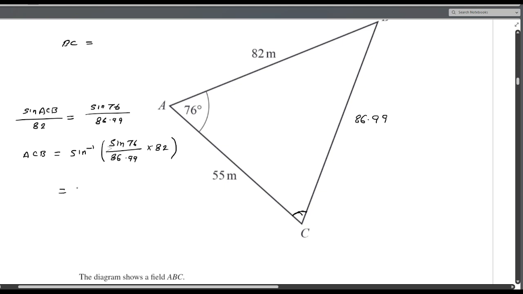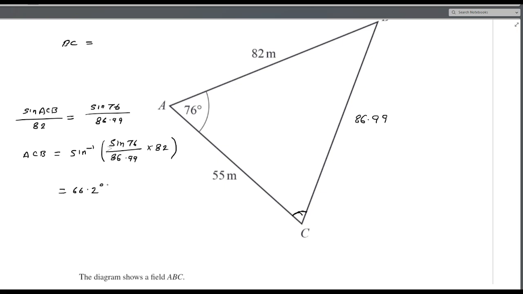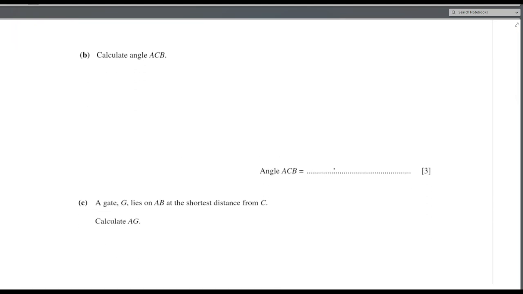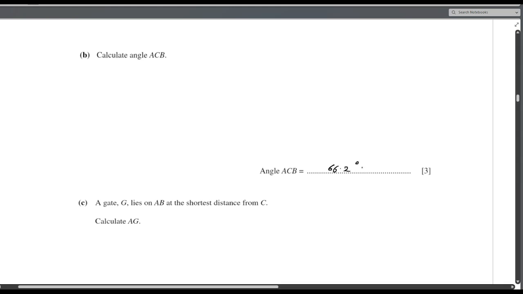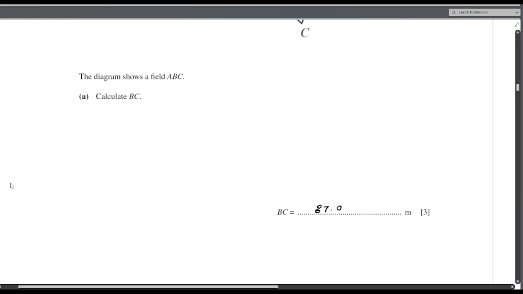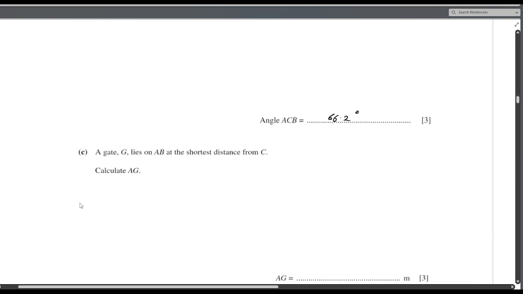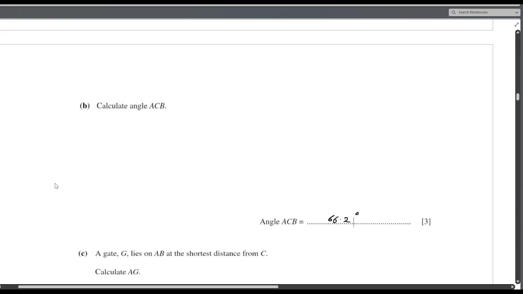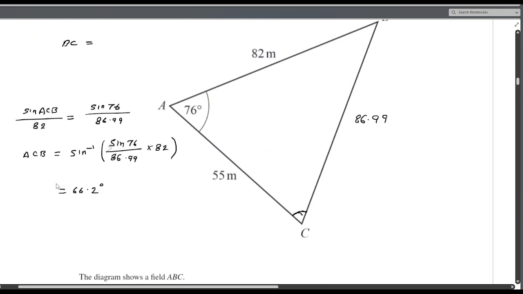Angles are given up to one decimal place, so I will say it is 66.2 degrees. Angle ACB is 66.2 degrees. So both cosine rule and sine rule are involved here. Now the third problem: a gate G lies on AB at the shortest distance from C. Calculate AG. Let me write my ACB as 66.2.